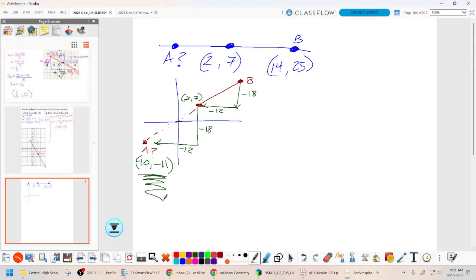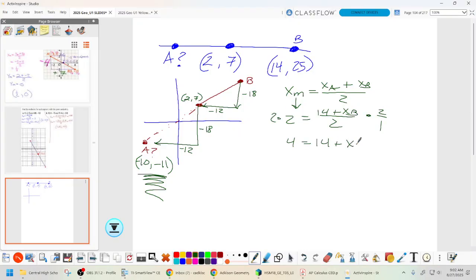Definitely the faster way if you have whole numbers. Again, if you're doing the formula, we know the midpoint, so that is 2. We know B, that's 14. And then we're just going to multiply by 2 on both sides. Subtract 14. And we'll get x equals negative 10.